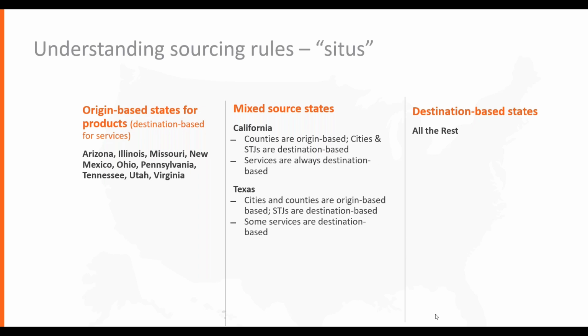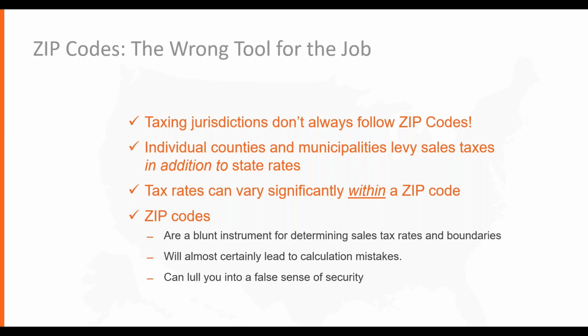So sourcing rules are tough. These are some of the states where that can be challenging, but for the most part, taxes are based on destination, where the product or services are changing ownership. And this leads to the next one. I think I mentioned a minute ago, there's 8 out of 10 people that I talk to think that zip codes are how you determine sales tax.